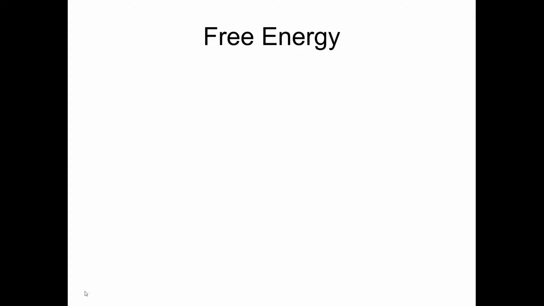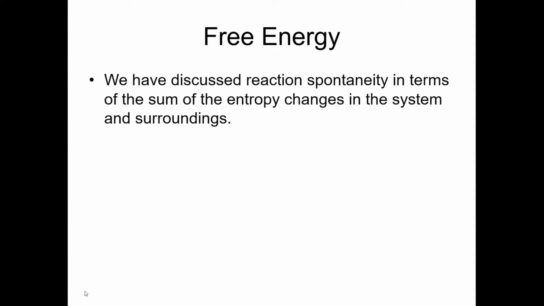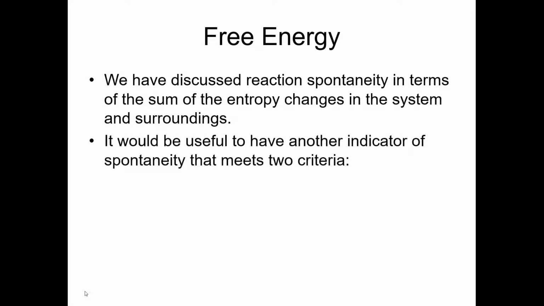So we've been talking so far in chapter 19 about spontaneity, and we've really been talking about spontaneity in terms of the entropy change of the universe. That is the sum of the entropy changes in the system and the surroundings. Although we can use that as a way of determining whether a reaction is going to be spontaneous, it would really be more useful to us in terms of talking about chemical reactions to have another indicator of spontaneity that would do a couple things for us.